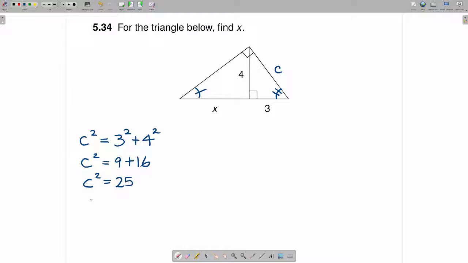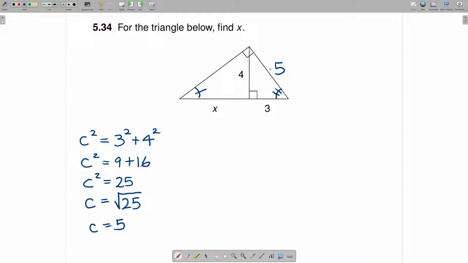When you take the square root of both sides of this equation, you get C on the left-hand side, and you get the square root of 25 on the right-hand side. We don't need to worry about plus and minus here because these are lengths. Square root of 25 is 5, so this is the famous 3, 4, 5 triangle. I'm going to go ahead and erase C here and put in its length, which is 5.